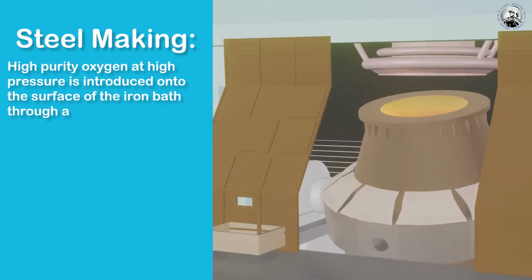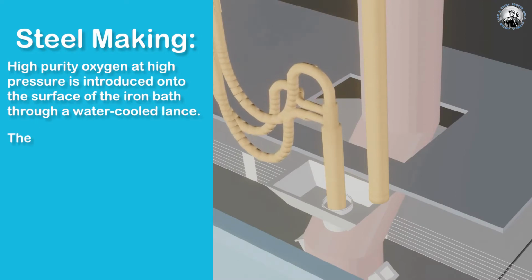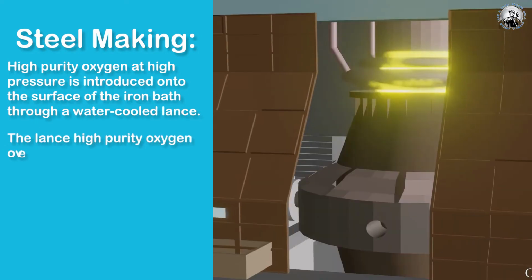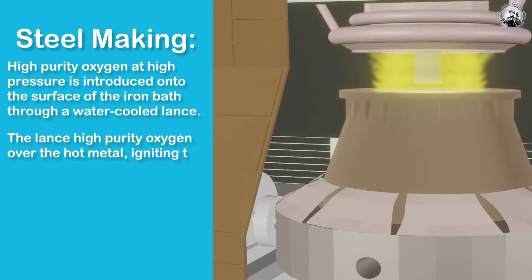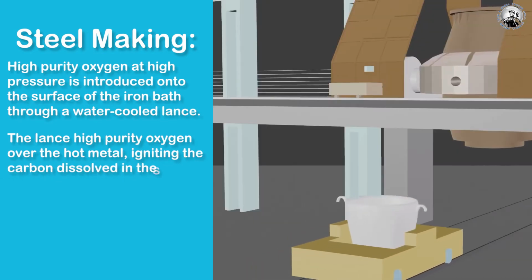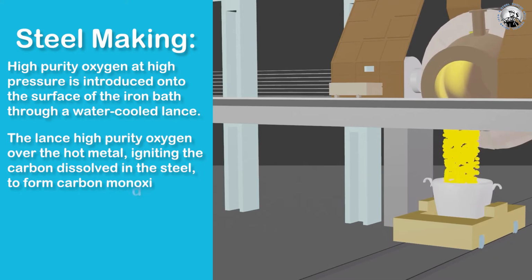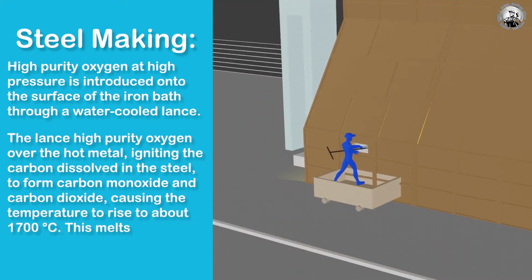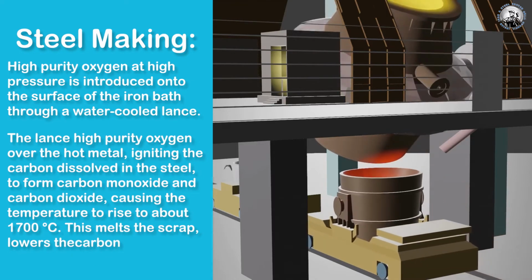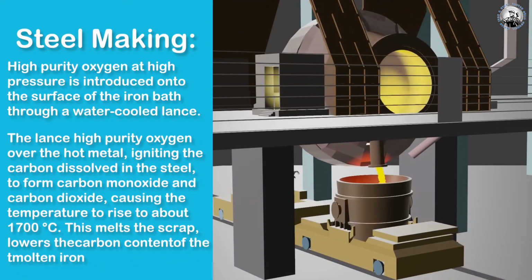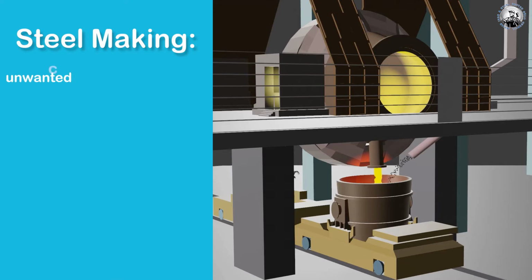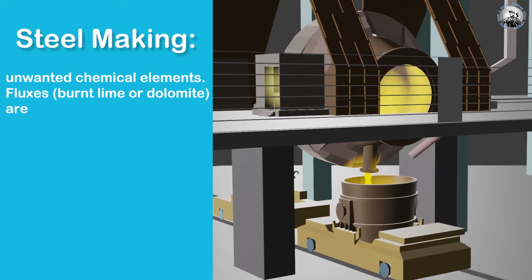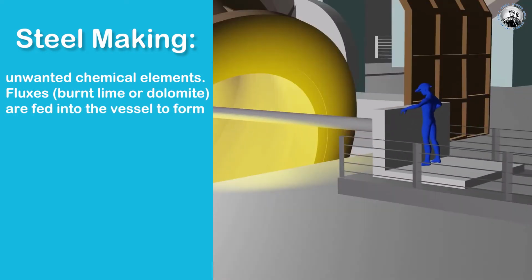The lance blows high purity oxygen over the hot metal, igniting the carbon dissolved in the steel to form carbon monoxide and carbon dioxide, causing the temperature to rise to about 1700 degrees Celsius. This melts the scrap, lowers the carbon content of the molten iron and helps remove unwanted chemical elements. Flux, burnt lime or dolomite are fed into the vessel to form slag.